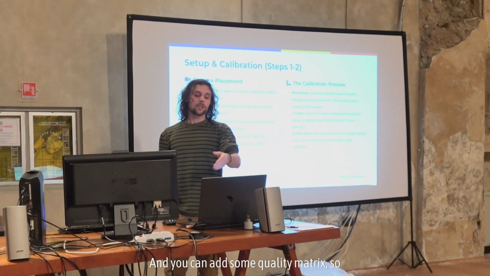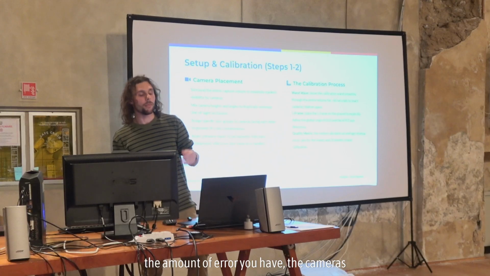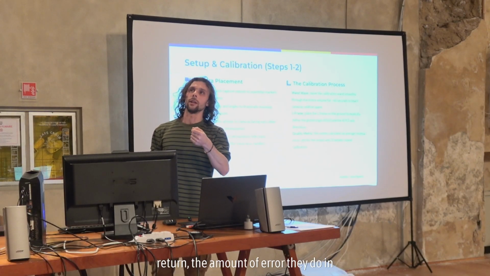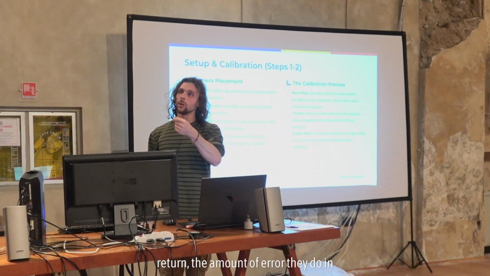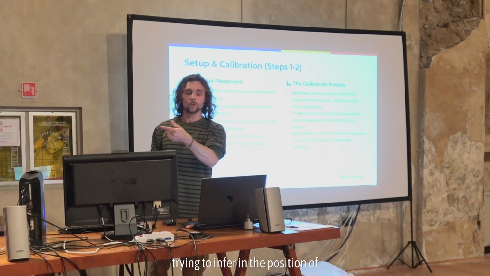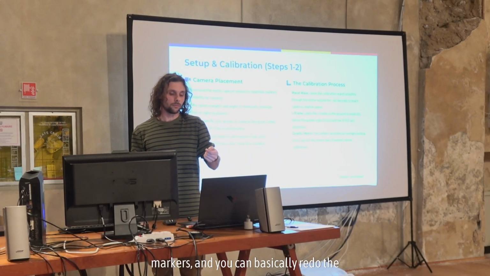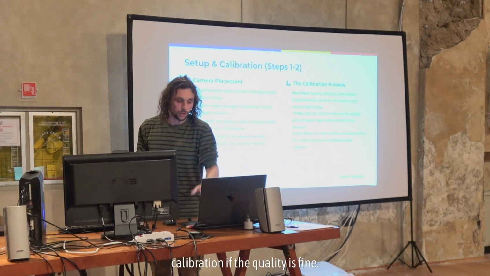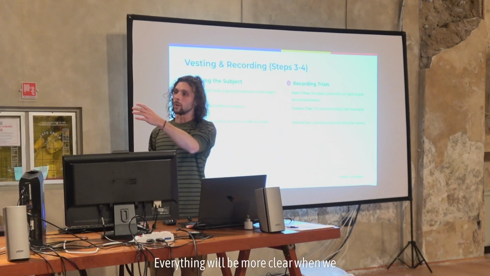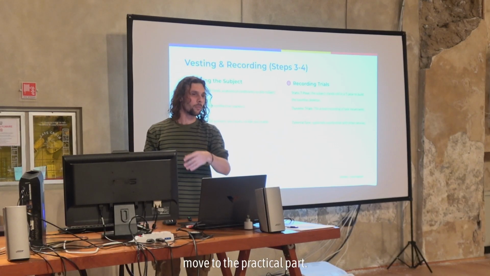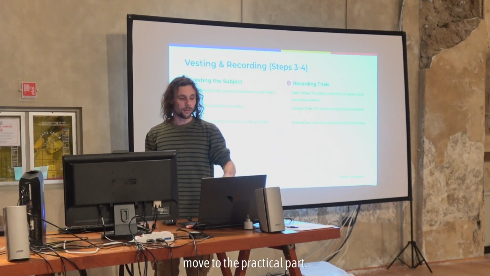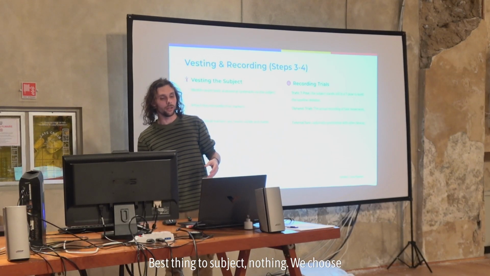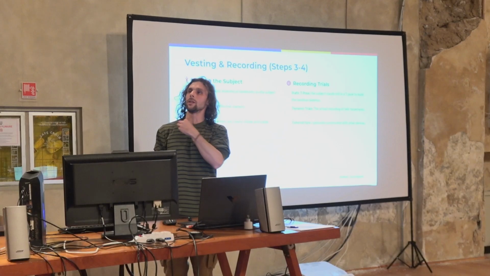And you can have some quality metrics, so the amount of error you have. Now, the cameras return the amount of error they make in trying to infer the position of markers, and you can basically redo the calibration or stick with that calibration if the quality is fine. Everything will be more clear when we move to the practical part. Testing the subject: nothing. You choose a marker set, you stick the markers on the body.